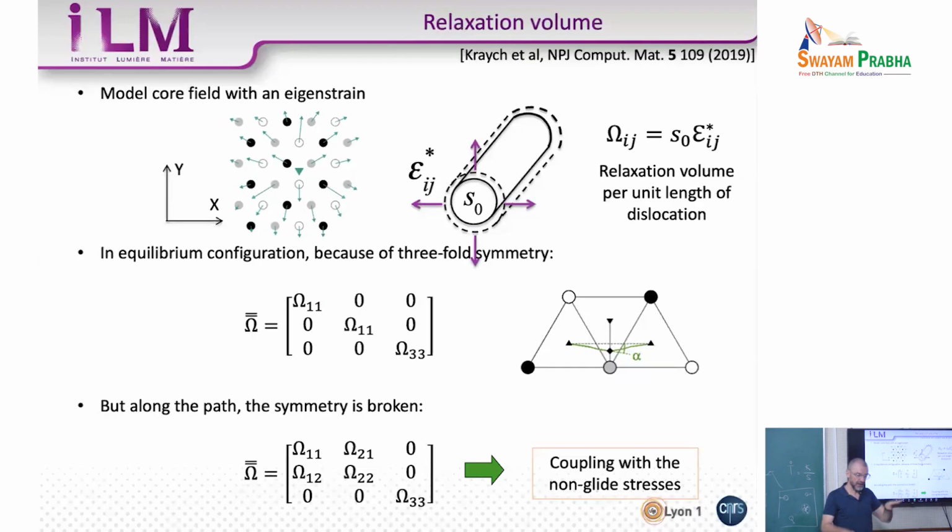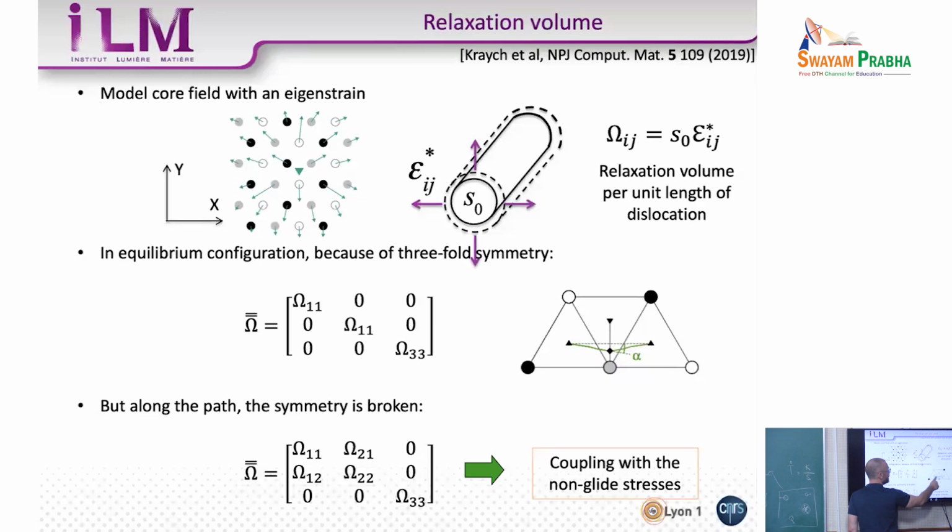is that there will be an effect on the barrier if not only there is an eigenstrain, but also if the eigenstrain varies along the path. But in the initial configuration, when the dislocation is in its easy core position, because of the threefold symmetry of the crystal, the eigenstrain tensor has to be diagonal, and the XX and YY terms have to be the same because of the symmetry, and they might be different from the ZZ term.